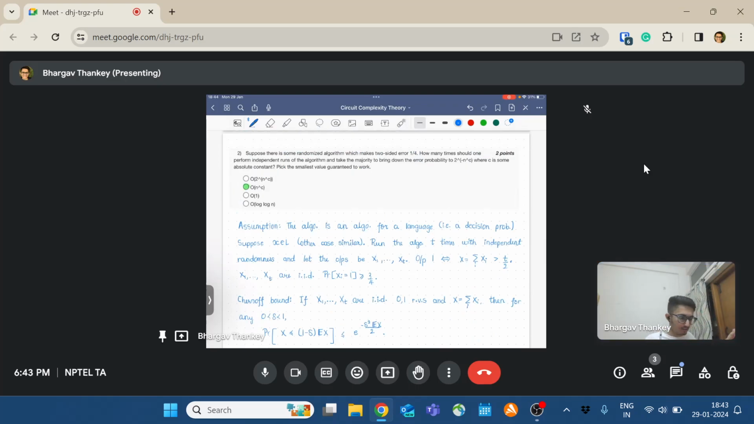Yes. Okay, so why do we need to use the Chernoff bound exactly to arrive at this conclusion? Why can't we simply say that we need the error probability to be 1 upon 2 raised to the power n raised to the power some c, right?